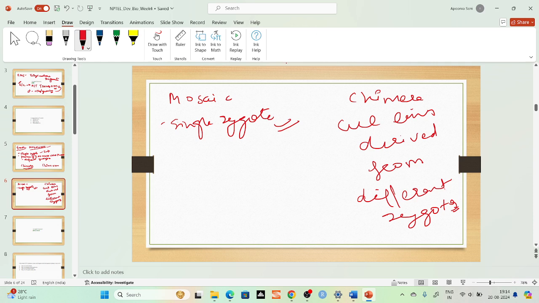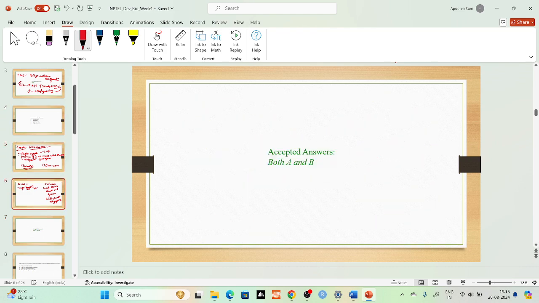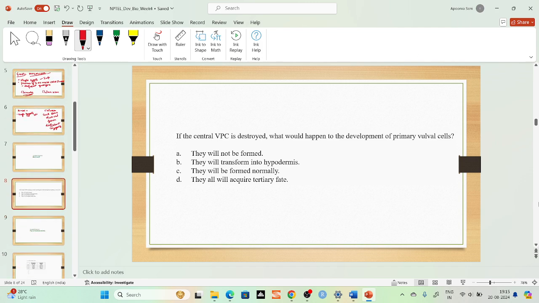That means this mosaic, it is a post zygotic mutation. Would you understand? So basically chimera means distinct cell lines which are derived from different zygotes, that term is known as chimera. Whereas mosaicism is a term defined as two or more cell lineages which have a different genotype arising from a single zygote. So this is the basic difference. Okay, fine.